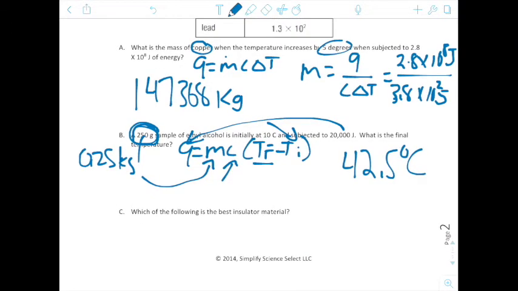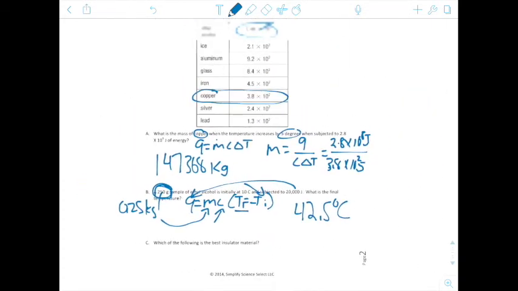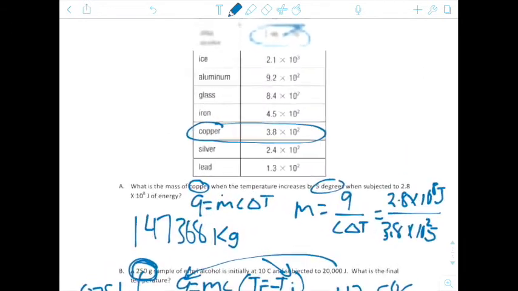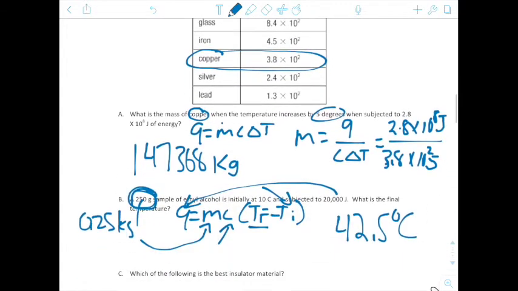And it says C is which of the following is the best insulator material. When we're looking at an insulator, we want something with a very high specific heat, and so the best one, the highest, would be our water, which is 4.18 times 10 to the third.